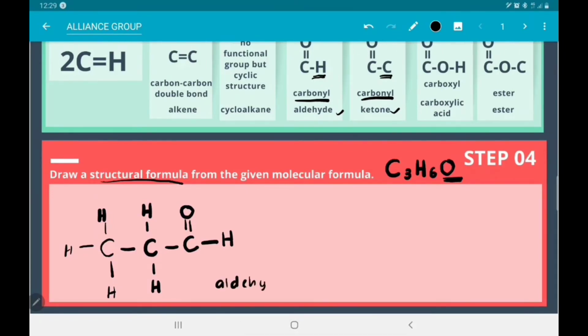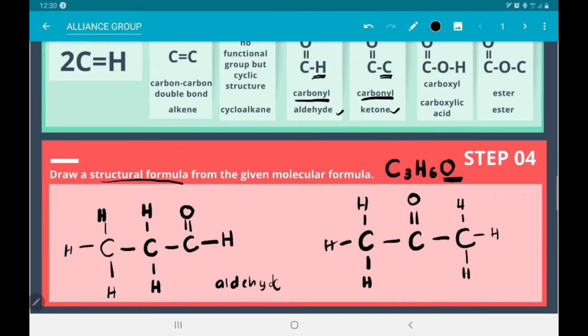How about if we want to write for the ketone? We have 3 C, so we draw 3 carbon and the double bond O bonded to the center carbon. And we complete the hydrogen. Now we have a ketone compound. With this molecular formula, we can form two structural formulas. One is an aldehyde and one is a ketone.